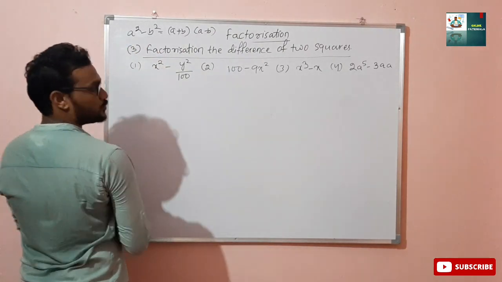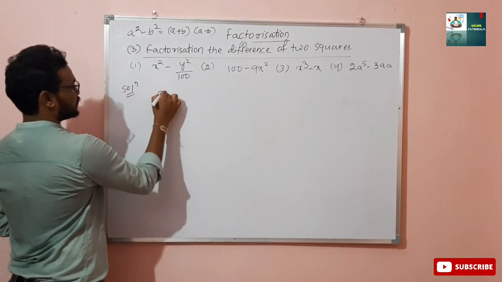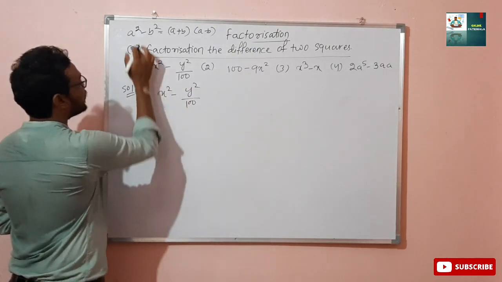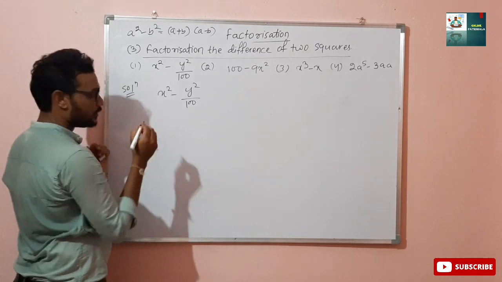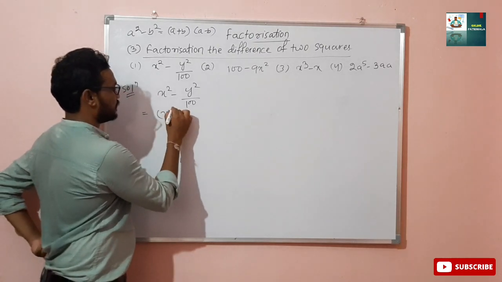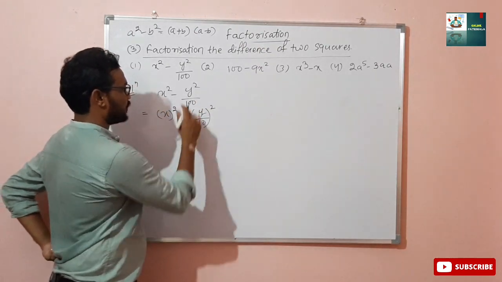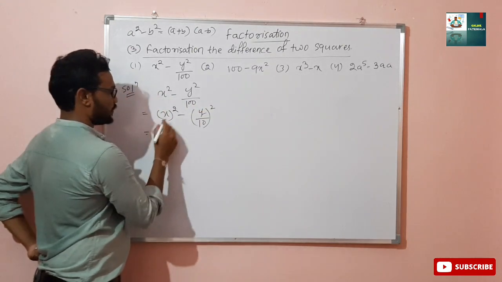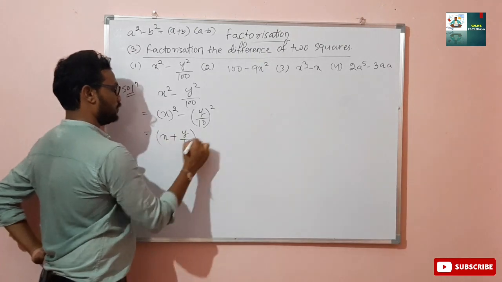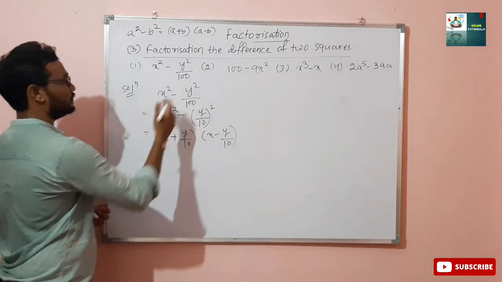See, here I have taken some questions. The first question is given: x² - y²/100. Can we convert this into a² - b² form? Definitely we can convert. So this is x² - (y/10)², right? y² is y², 10² is 100. So a² - b² is (a + b)(a - b). This is the factorization of this.